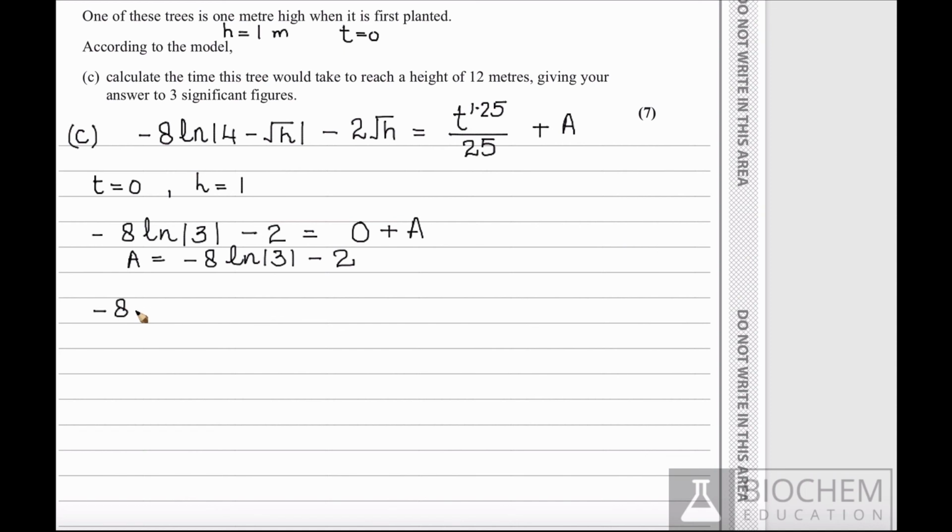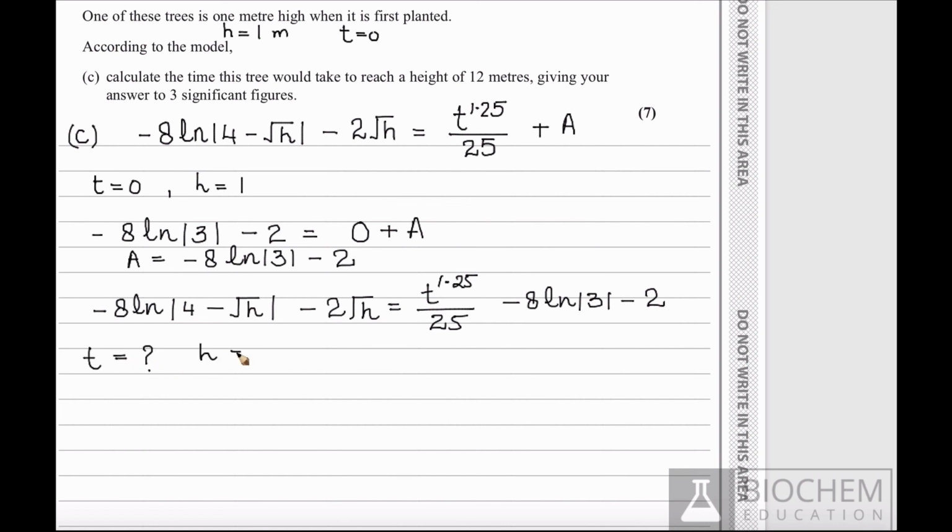Negative 8 ln 4 minus square root h minus 2 square root h equals t to the power of 1.25 over 25 minus, now let's input the value of A, which is negative 8 ln 3 minus 2. Now we need to find time in years when h is 12 meters. So we need to find time, that's our question mark, when h is equal to 12 meters.